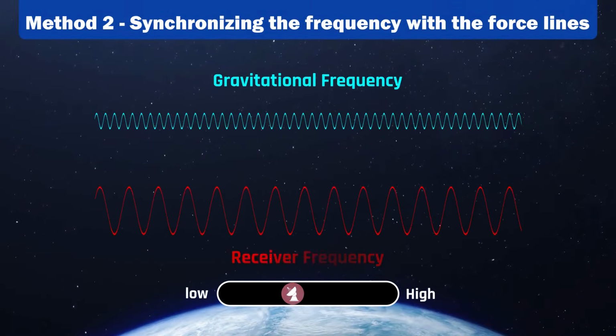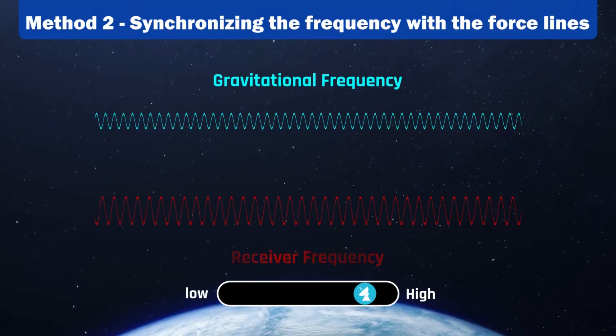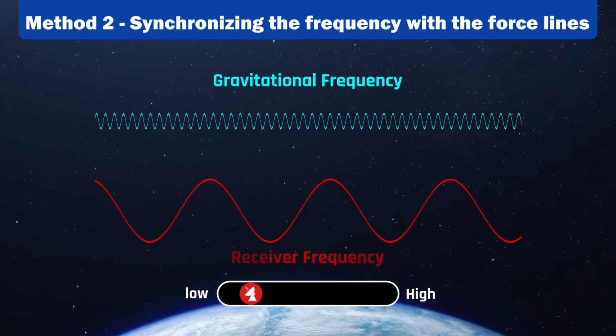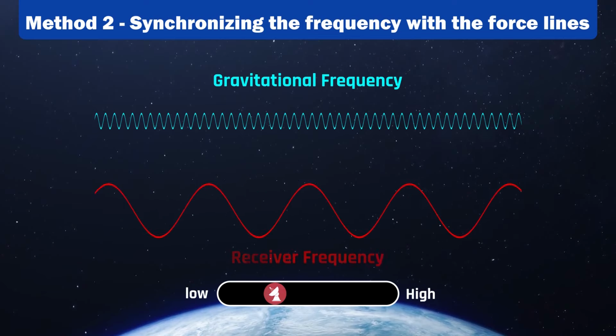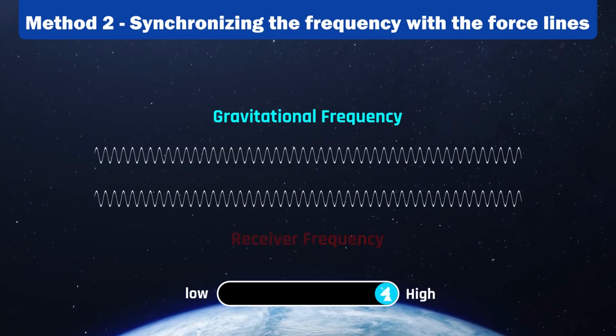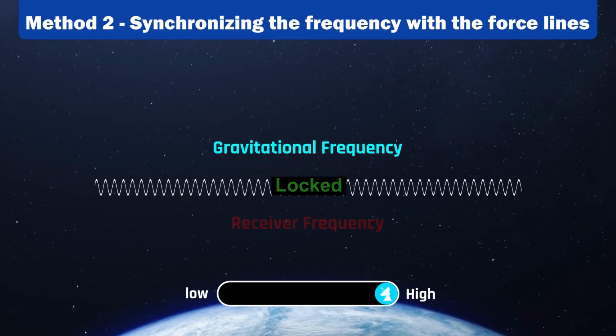Second method, synchronizing the frequency with the force lines. According to the frequency range of gravitational waves, if we can design a device that oscillates or synchronizes with the gravitational lines and their oscillations when moving, it can absorb energy and use it.